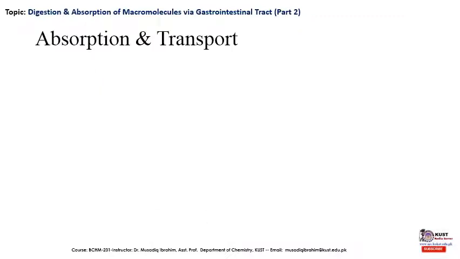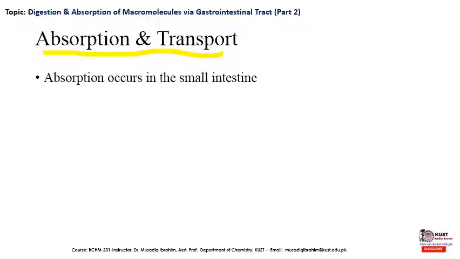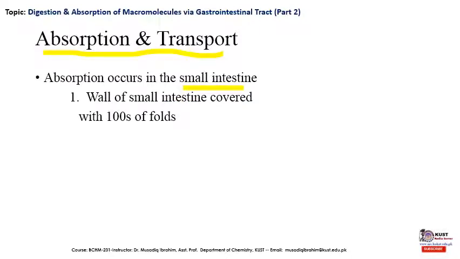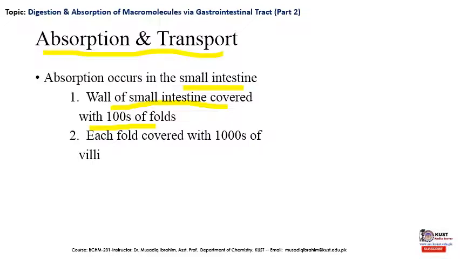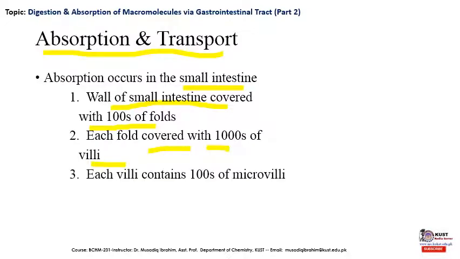Now the absorption and transport, so basically the main site for the absorption and transport is the small intestine, and the wall of the small intestine is covered with hundreds of folds. So the inner side of the small intestine has a folding structure, and each fold is covered with thousands of villi, and then each villi contains hundreds of microvilli.